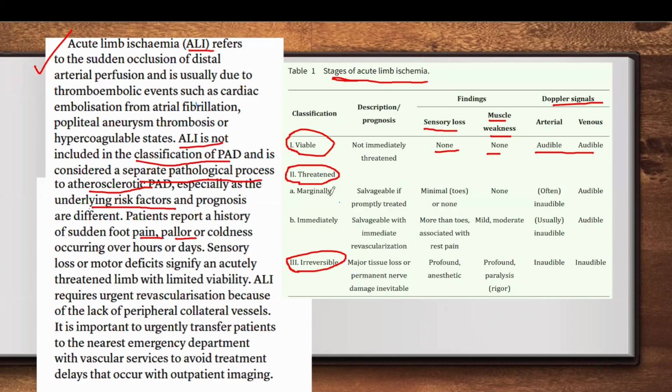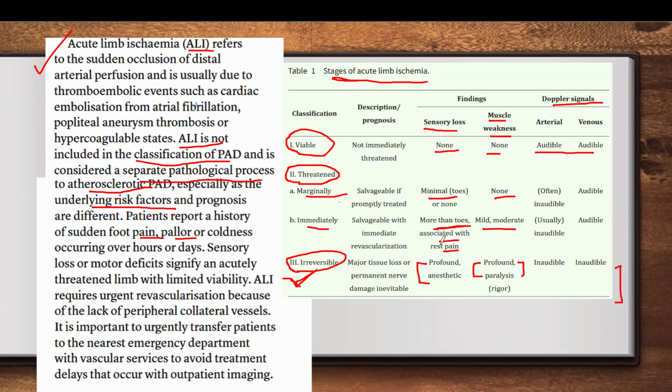Regarding the threatened limb, if it is marginally threatened, the paresthesias are just at the toes, and there is no paralysis. But in an immediately threatened limb, the paresthesias are now in the foot, there is rest pain, and also mild to moderate paralysis. But in irreversible damage, there is profound paresthesias and profound paralysis. So now this limb is not salvageable. Irreversible damage has been done, and you will do amputation in this case.